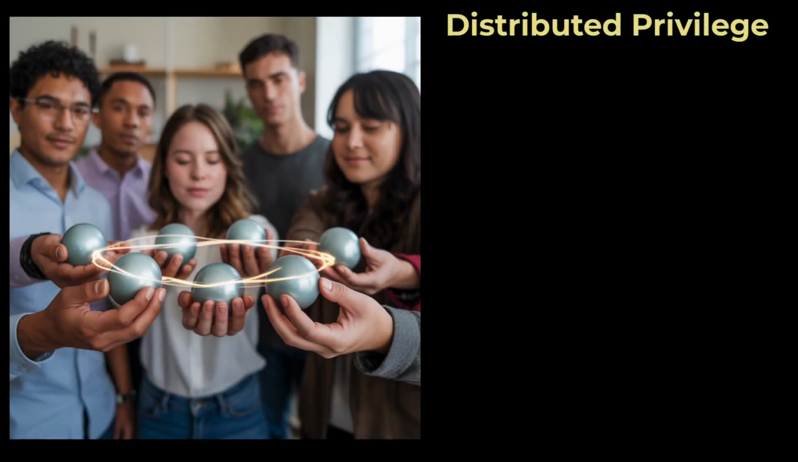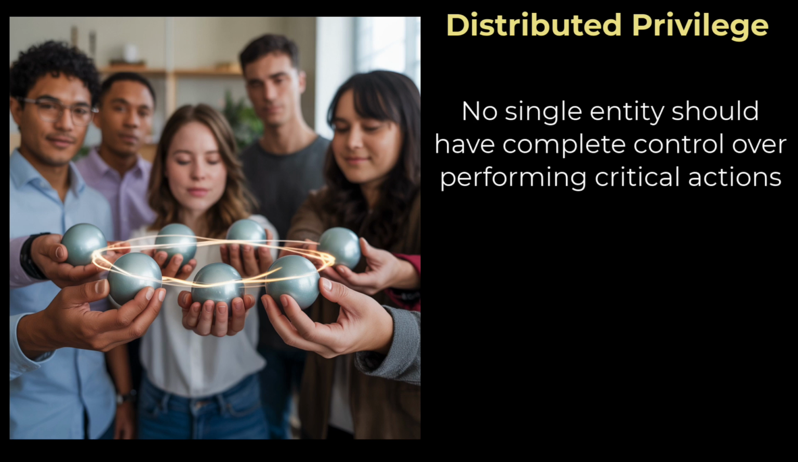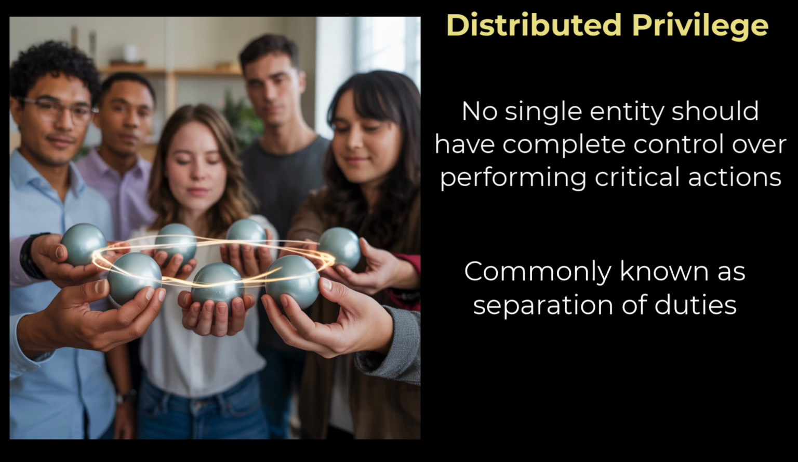Inspired by principles such as the separation of duties, the principle of distributed privilege means that no single entity should have complete control over performing critical actions. Instead, privileges are distributed among multiple components or persons, requiring their cooperation. A classic real-world analogy is having two officers with part of a nuclear launch code. Both are needed to authenticate a launch.